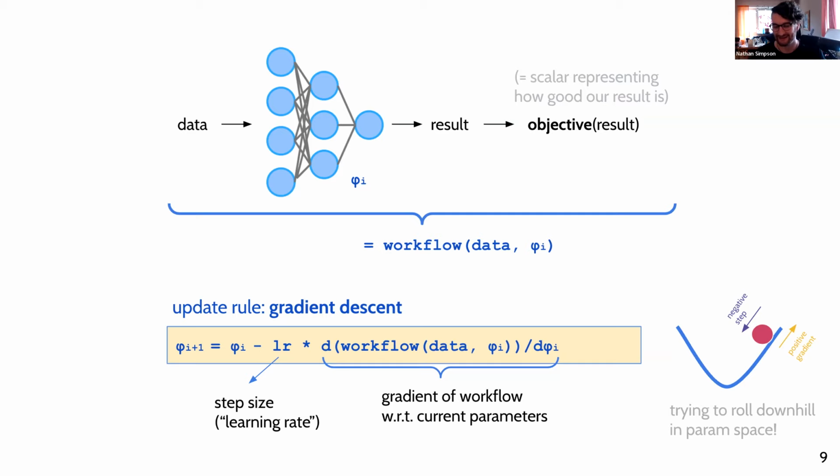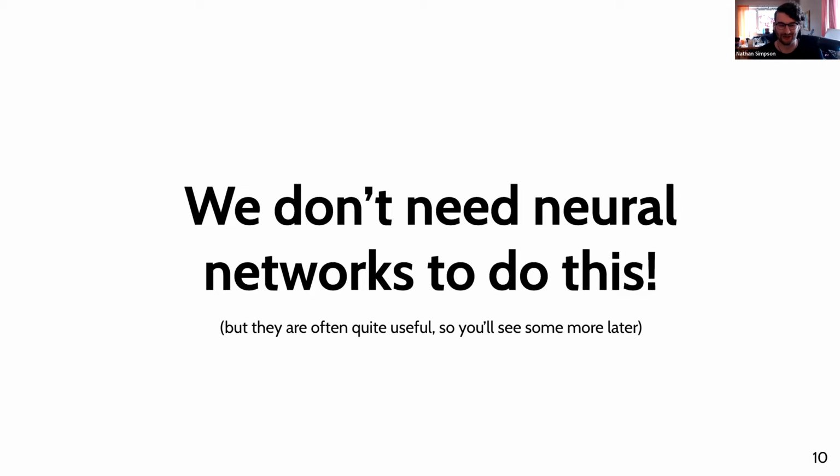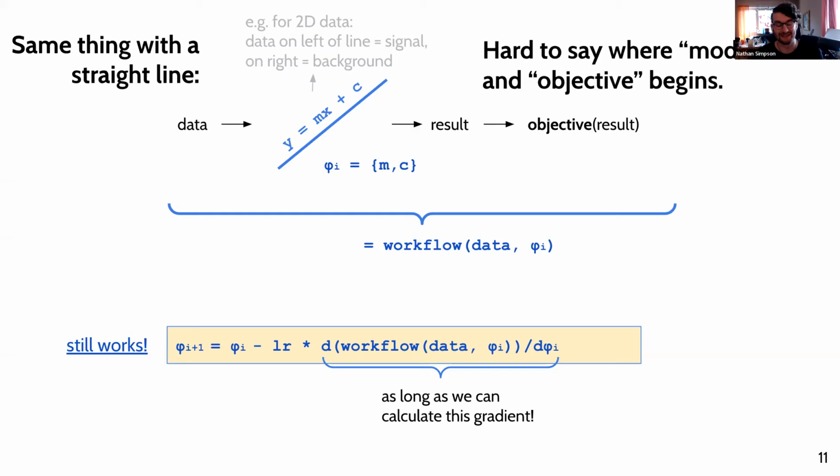But one thing I will say is that we don't actually need neural networks to do this gradient descent method at all. It's just where it's most commonly used. For example, here is the same workflow, but we replaced the neural network with a straight line. I guess technically I said we had a 4D input space, so maybe this is less descriptive, but maybe it's a 4D plane. And on one region of the plane, we say, oh, this region is the signal region. If data falls there, we say it's signal. And if things fall on the right-hand side, we say, okay, well, that is background. And then we can use that to compute a result, like it's either one side or the other, or maybe it's some continuous version of that.